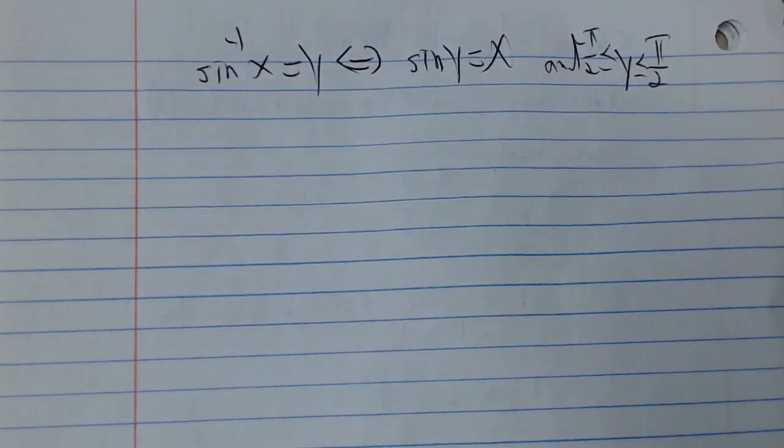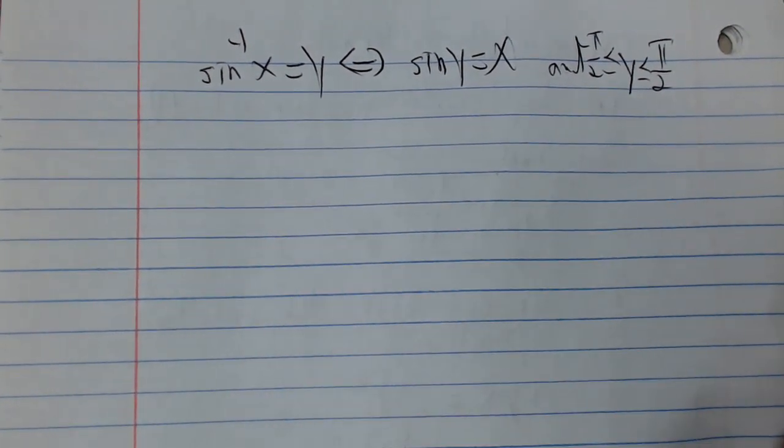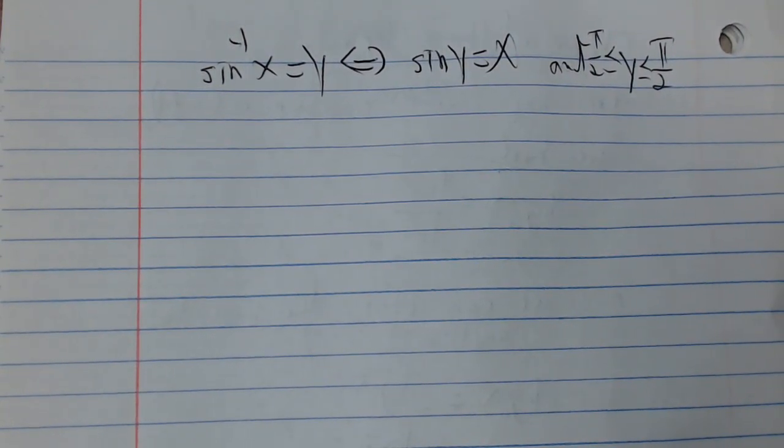So with that said, let's talk about the inverse trig functions. Here's what we have. We know that sine inverse of x equals y means the same thing as sine of y equals x. However, y has restrictions: the restrictions for sine inverse are from negative pi over 2 to pi over 2.